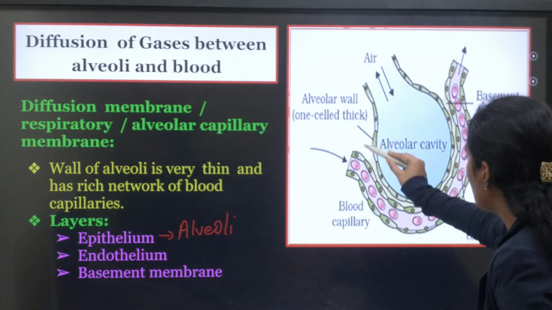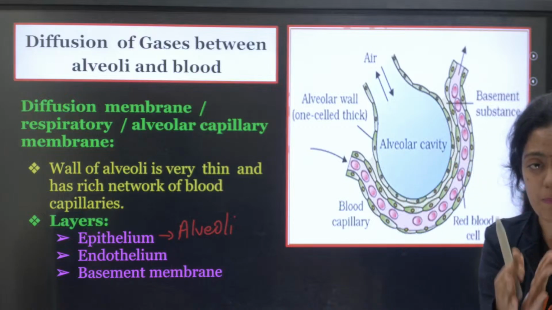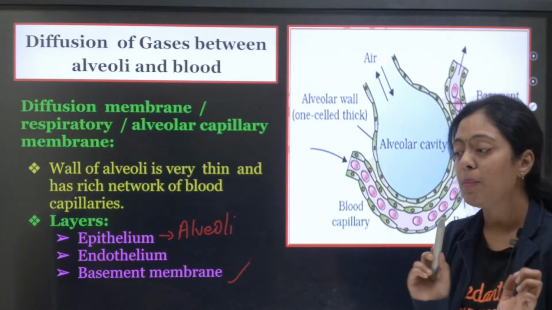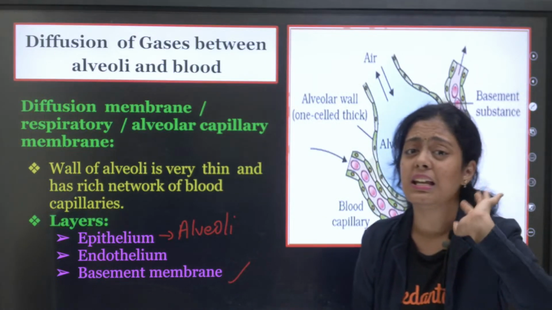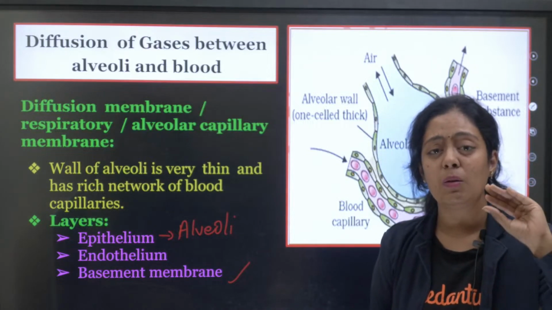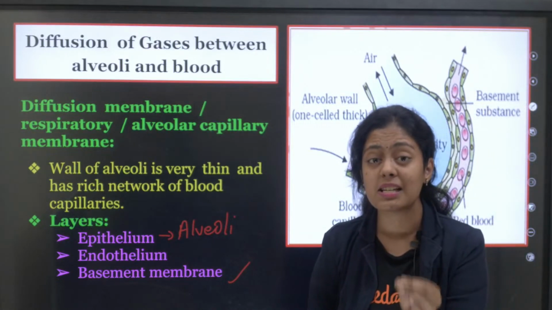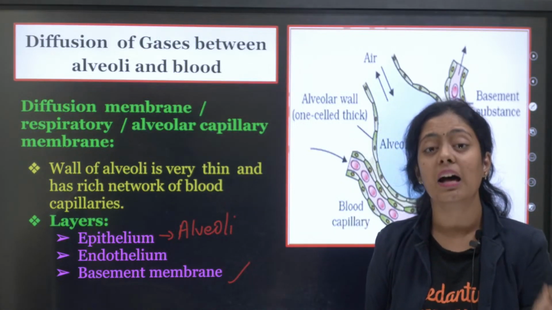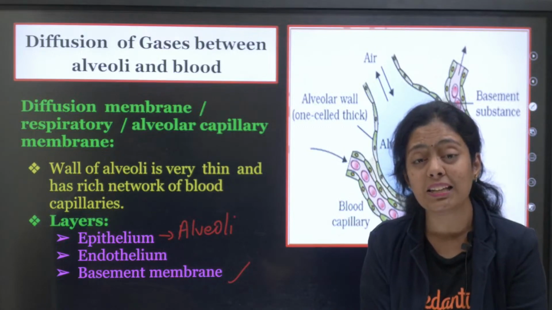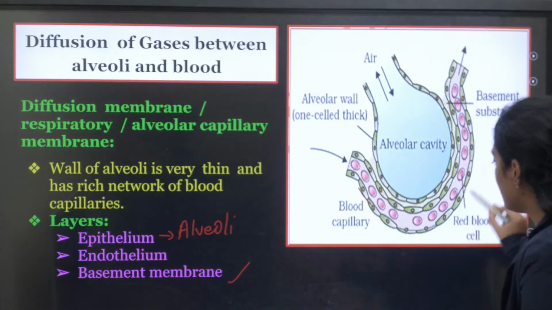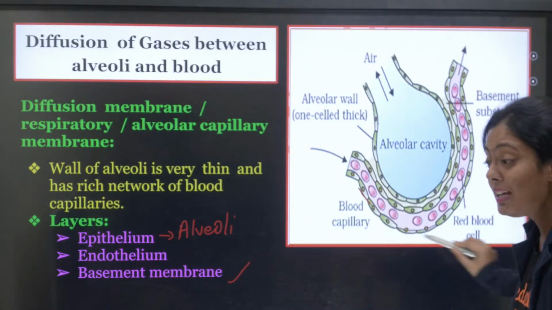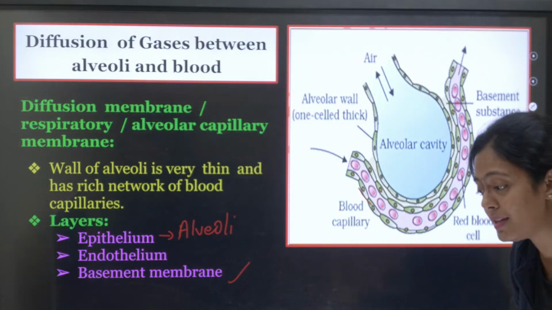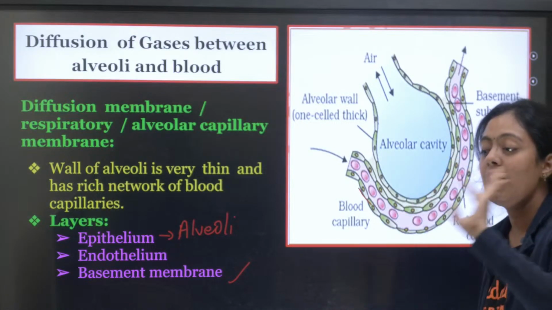Okay, in between there is a basement membrane. That is what they have labeled here as basement membrane. Can you tell me what endothelium is? Can anyone tell me what is endothelium? I have discussed this in animal tissues also. It is nothing but the epithelium that lines the blood vessel. The epithelium is lining your blood vessel. That epithelium is called endothelium.